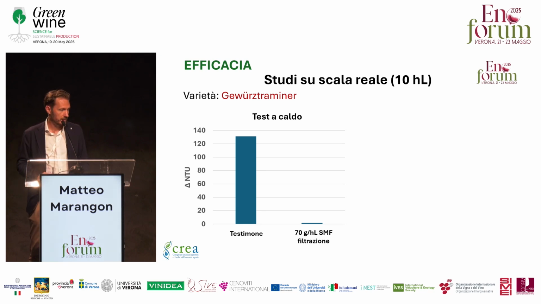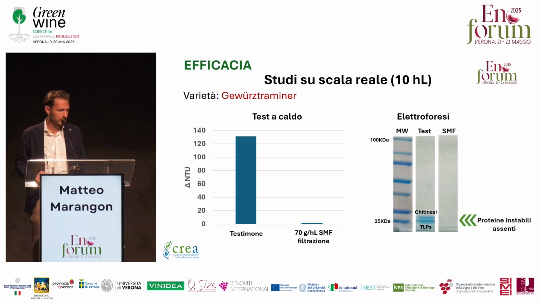This is the classic 80 degrees heat test. The control was highly unstable, more than 130 delta NTU in terms of response to heat stress. 70 grams per hectoliters of silica was added in the filtration process in a continuous way, and that accounted for full stability of the wine. You see here a number of data. A few of those that we produced.